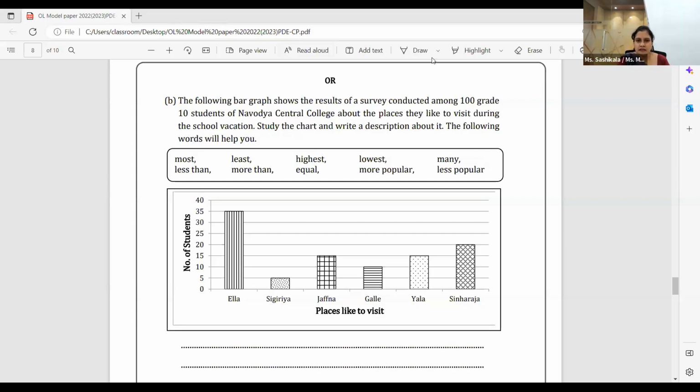Yes, one child has asked to give answers for the 13th question. I'll give it at the end of this one.